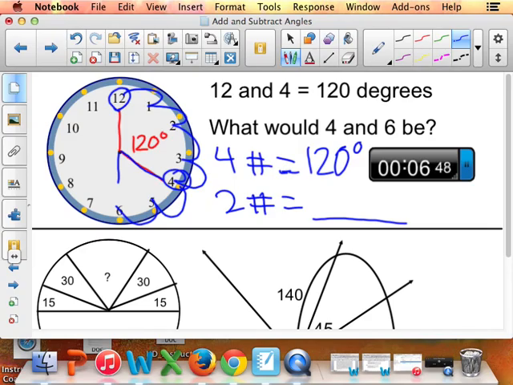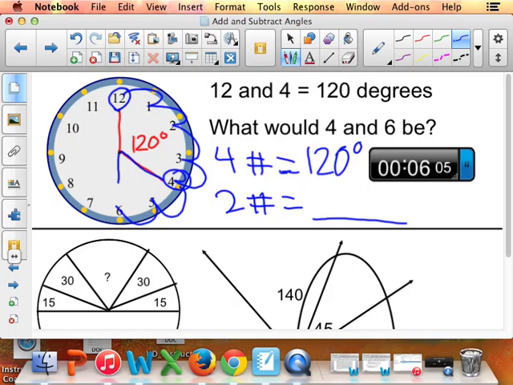Chloe? 4 is a times table, and 2... Yeah, I hear you. 2 times 2 equals 4. Also, 4 divided by 2 equals 2. So that relationship can help you with the 120 degrees. 2 times 2 equals 4, so 2 times 2 equals 120, or half of 4 is 2, and half of 120 is 60.